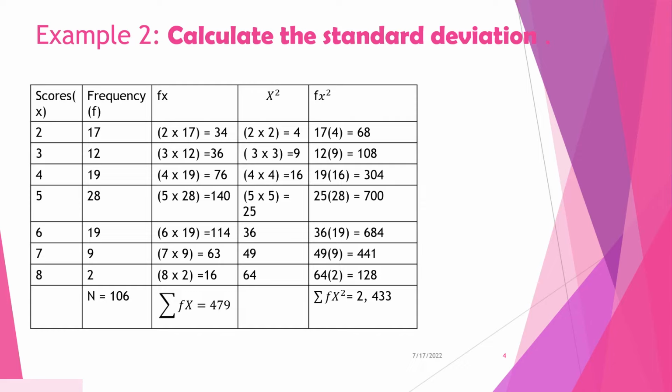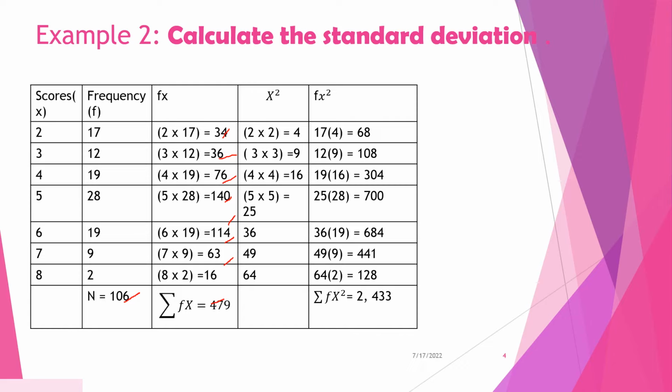So, example number 2. We have the scores. This is an ungrouped frequency distribution. 2 times 7, 14; 3 times 12, 36; 4 times 19, 76; 5 times 28, 140; 6 times 19, 114; 7 times 9, 63; 8 times 2, 16. The total is 479, and our n is 106.